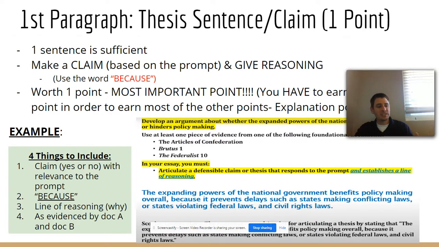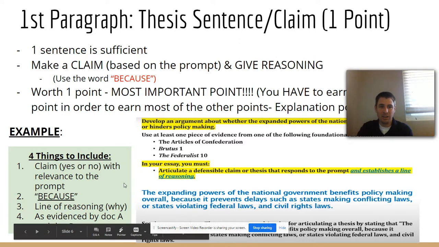Here is your thesis. Make this very straightforward. Have your thesis be one sentence, okay? And there's 4 things I want you to include in your sentence, and this is bottom left here.